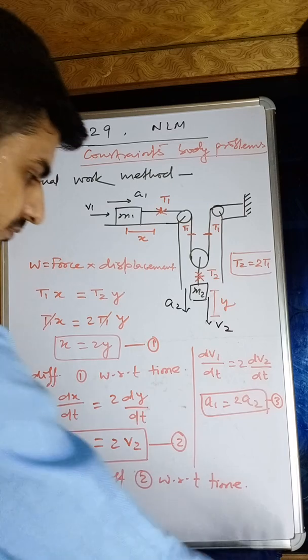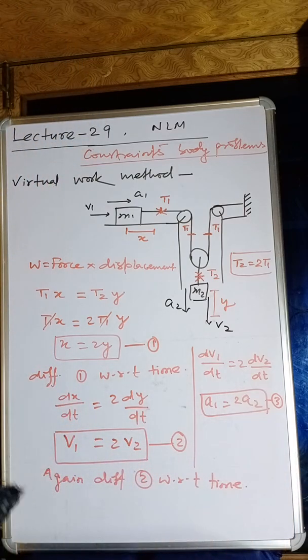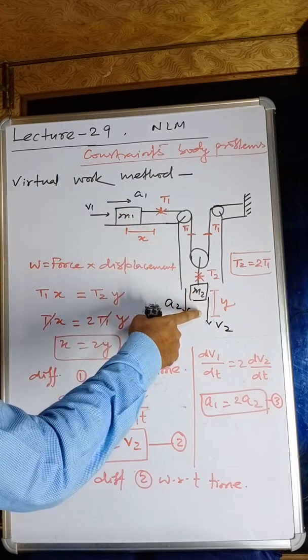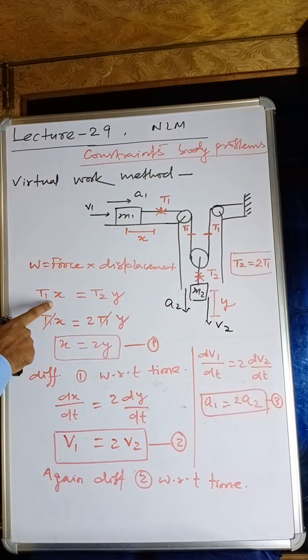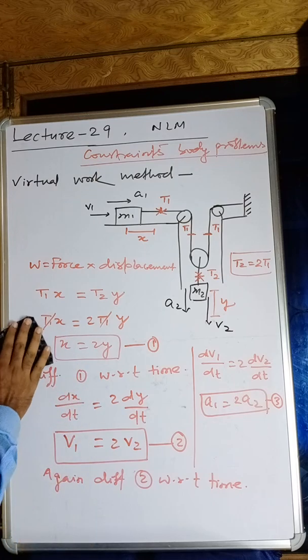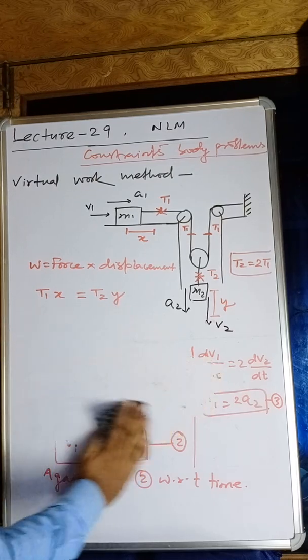The total work at this point and at this point is constant. You can see over here the total work is constant. So you can write the equation in this way, as well as you can write these equations in this way also. Let me draw this one.